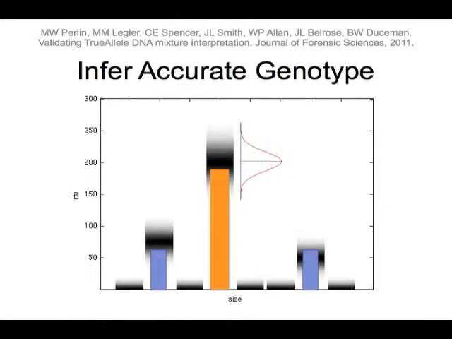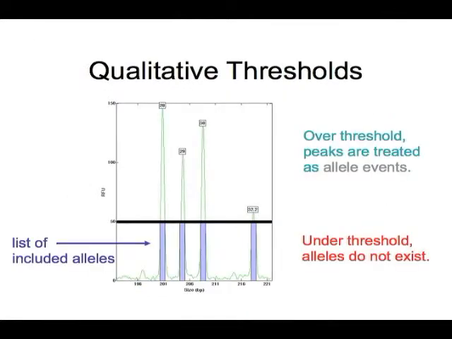There are other approaches that you may be familiar with that involve thresholds. Show of hands. You all use thresholds, that's fine. The qualitative thresholds have a different approach. The idea is that peaks that are over threshold are treated as allele events. Peaks that are under threshold essentially maintain that the alleles don't exist.